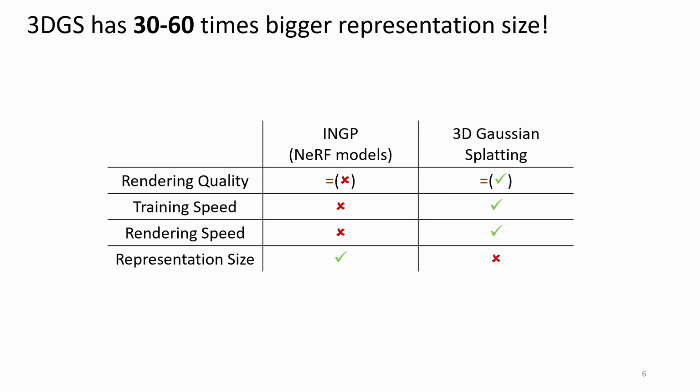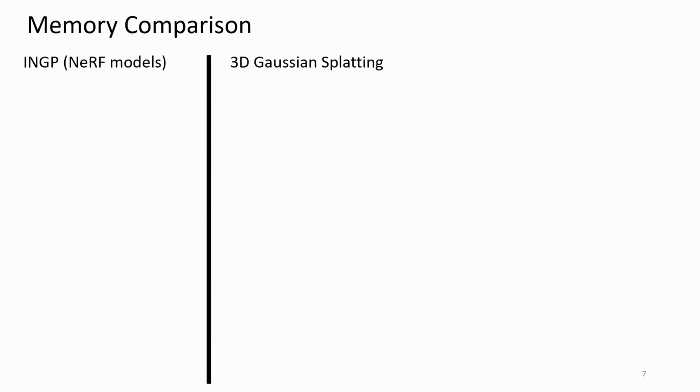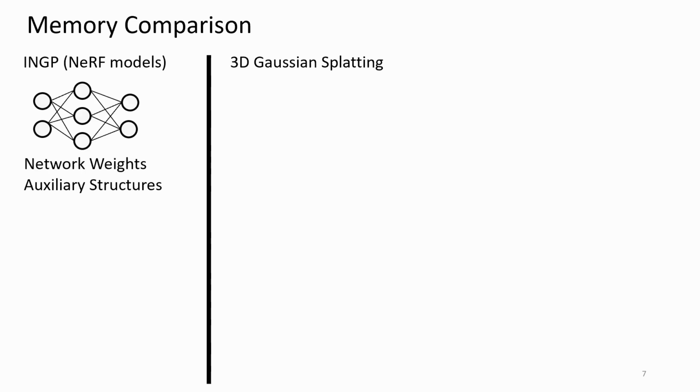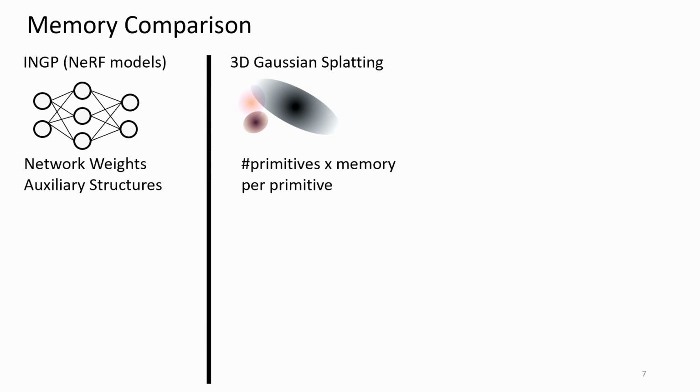Usually it fares around 30 to 60 times bigger than its NeRF counterparts, making it extremely hard to store and transmit. Why is that though? For NeRF models, the representation comprises the neural network itself, so just the weights, along with any auxiliary structures like the hash grid for InstantNGP. In contrast, because 3D-GS is an explicit representation, the memory comes from the per-primitive memory footprint times the number of primitives that you have.